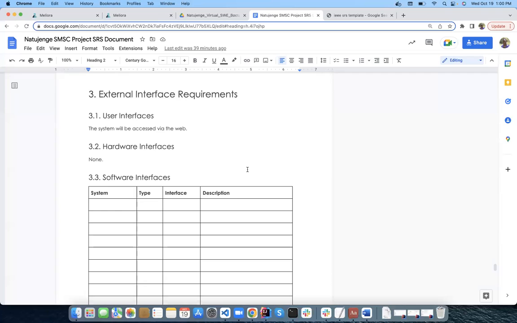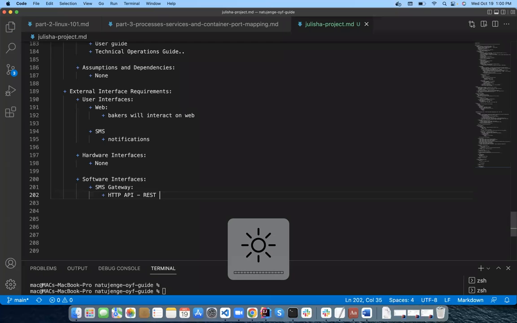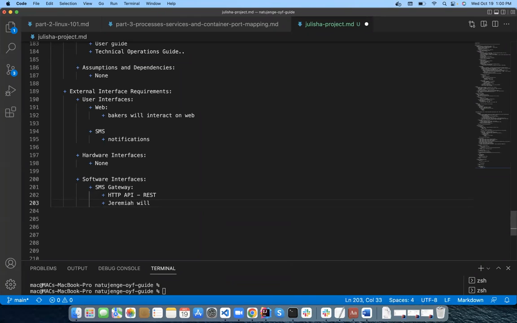But now let's look at the software interfaces. Which systems are we connecting to? The SMS gateway will give you an HTTP API that is REST. For this case, I will not mention the details; ideally, Jeremiah from our team will give you the API specification for this. Now, for the email server, we will connect via the standard SMTP protocol interface.